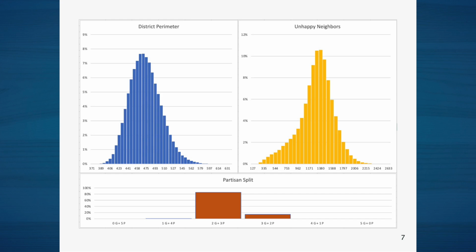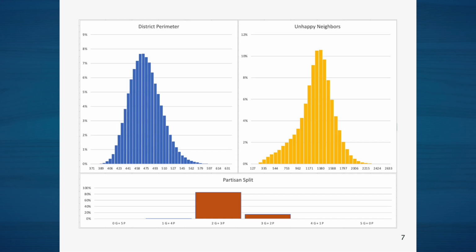And you can see that there's some kind of bell curve where there's something that's typical. There are things where people are happier, maybe people are more unhappy. And also, once you generate the maps, you can compare them to your data about voting preferences, and you can see how they come out.